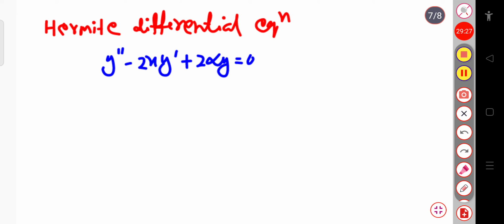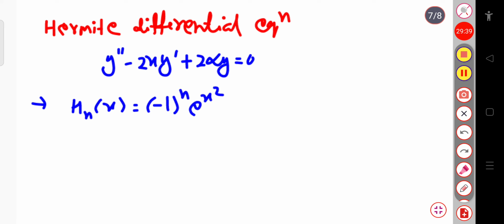And for the Hermite function we can write Hn of x, that is the Hermite polynomial, equal to minus 1 power n, exponential x square, nth order derivative with respect to x of exponential minus x square. Okay, this is the Hermite polynomial we can write like this.